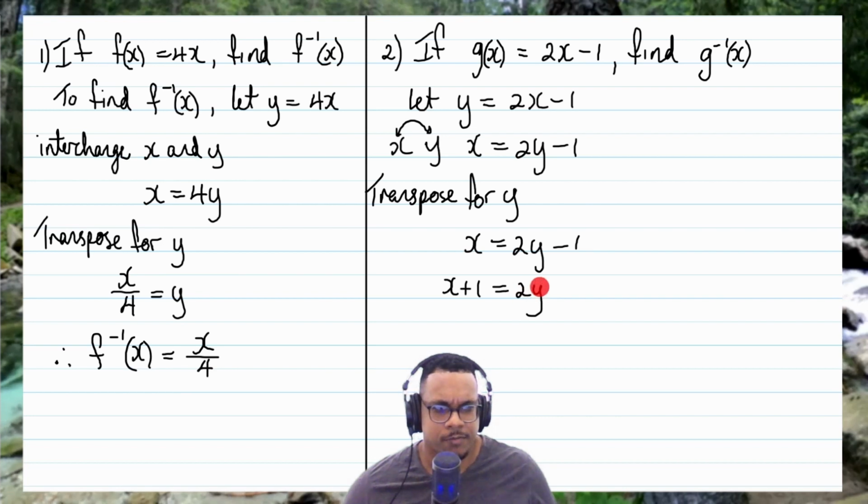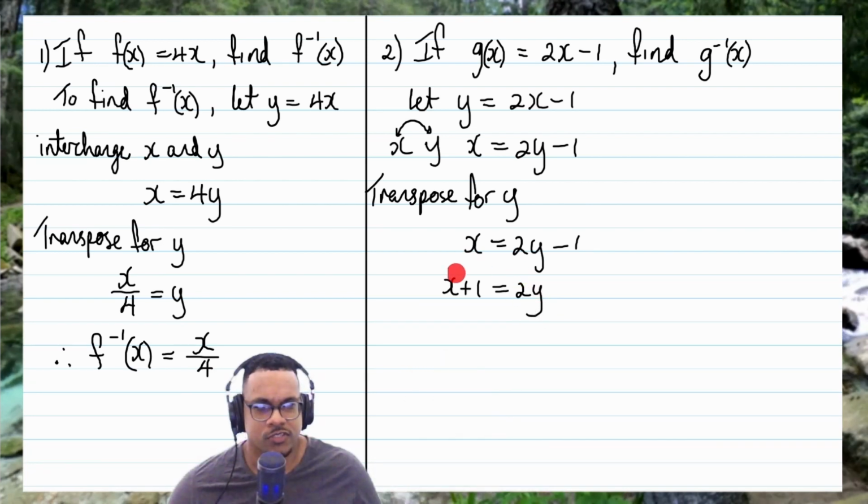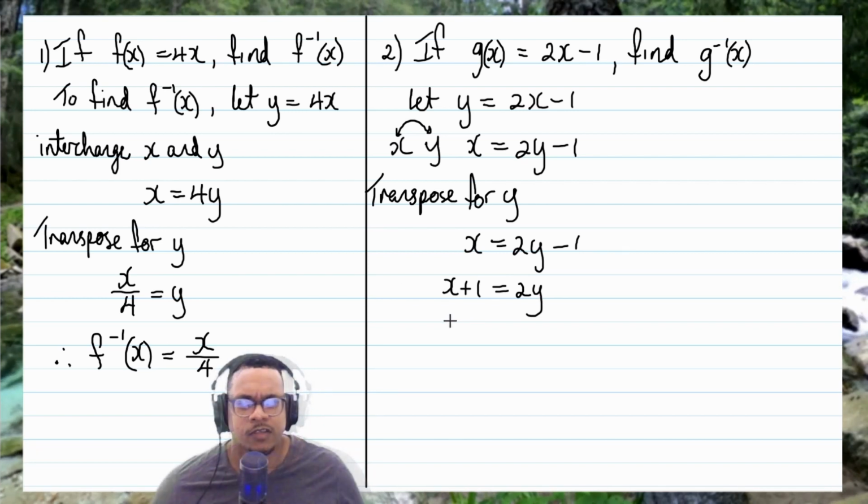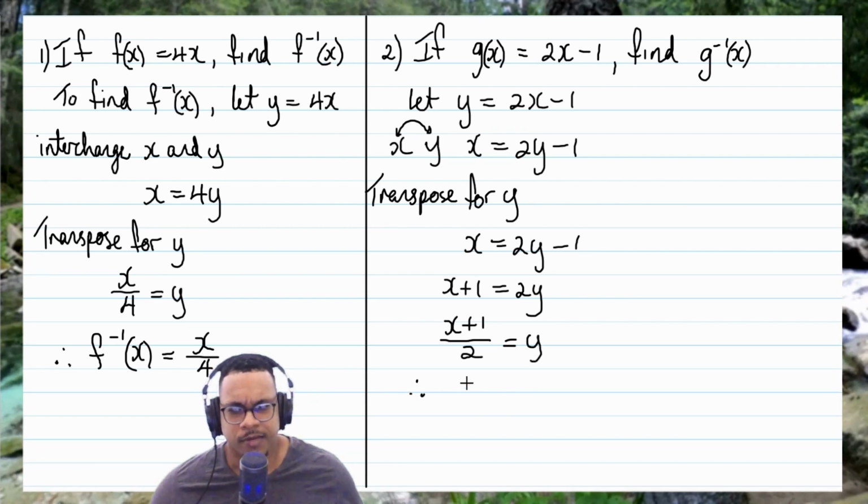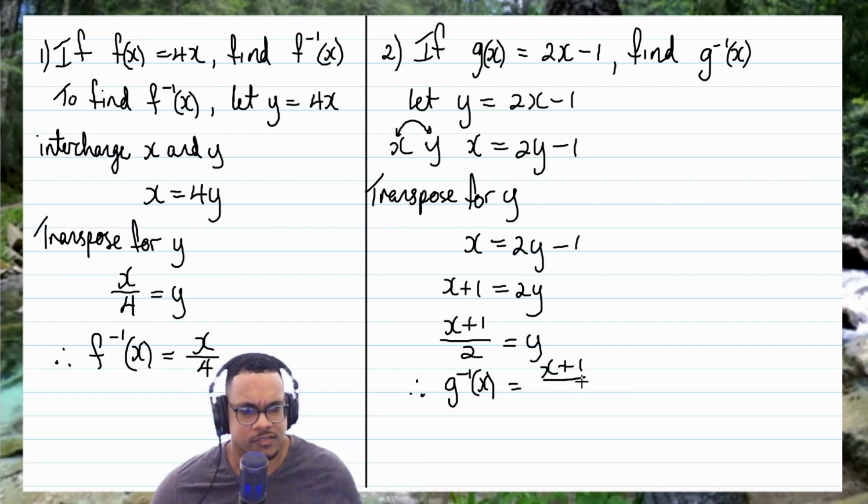Then I have 2 multiplied by y. So when I transfer this 2 across the equal sign, the operation will change from multiplication to division. So I'll have x plus 1 divided by 2 is equal to y. So therefore, my inverse function, g inverse x, is equal to x plus 1 divided by 2.